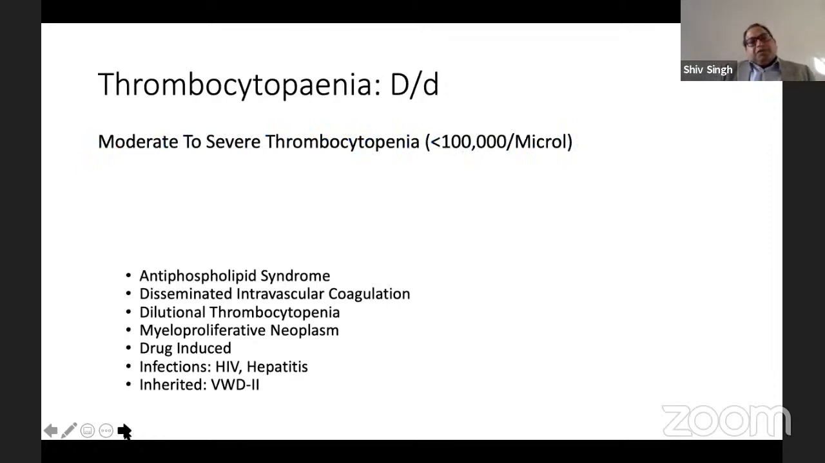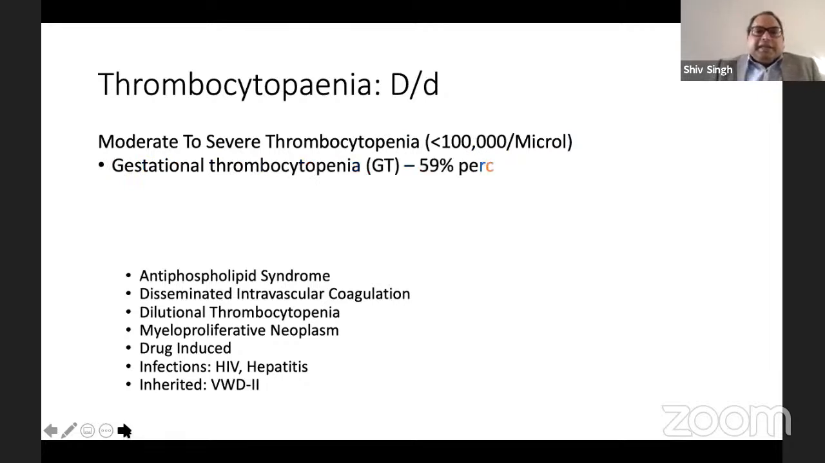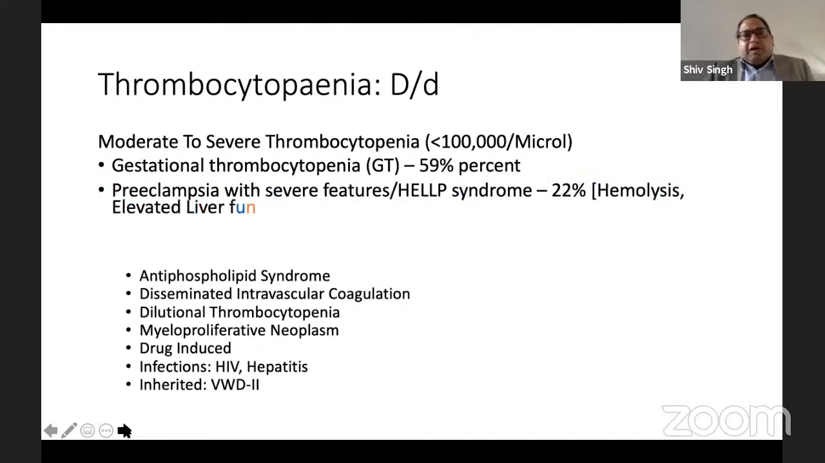So moderate to severe thrombocytopenia is considered as counts less than 100,000. And the commonest differential diagnosis in this case is going to be gestational thrombocytopenia, which is present in 59% of the patients. But like we said, in gestational thrombocytopenia, the counts do not actually go down to such low levels. Okay, so you have to start thinking of other causes.